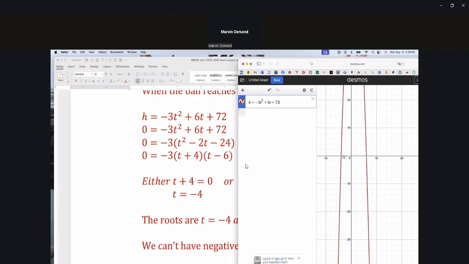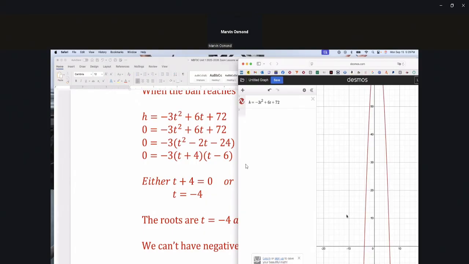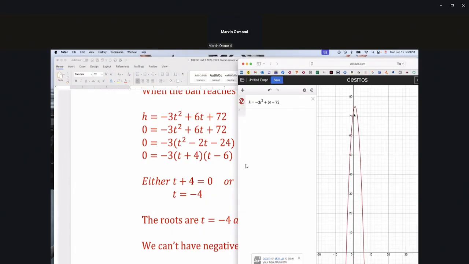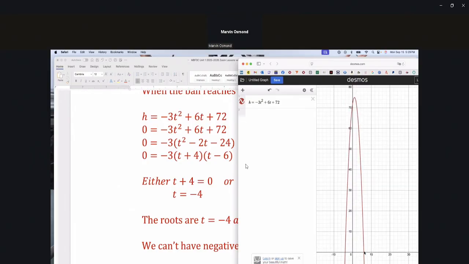The -4 we're not interested in because it came before the graph, before the cliff. We're only interested in this part. So the only part of the graph that we are actually interested in is the part from the y-axis, up and down to the x-axis. And that is exactly what the parabola would look like if you were to take photographs and just plot the path the ball takes. So there we go.